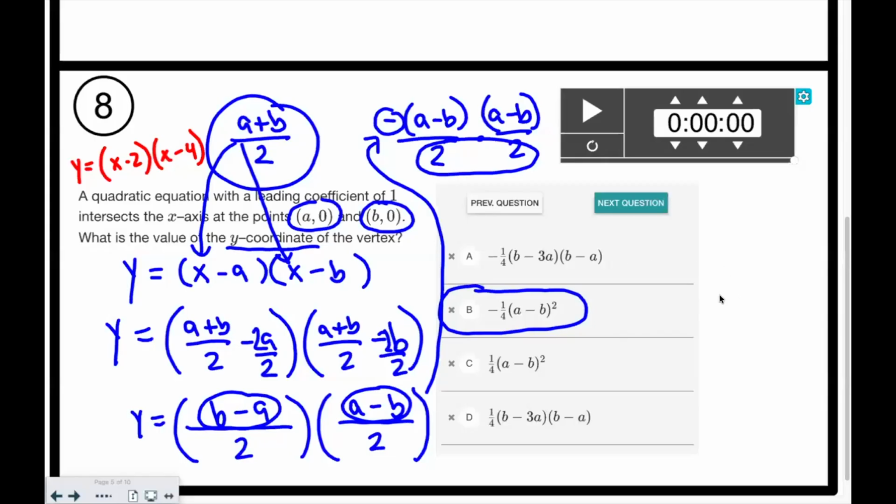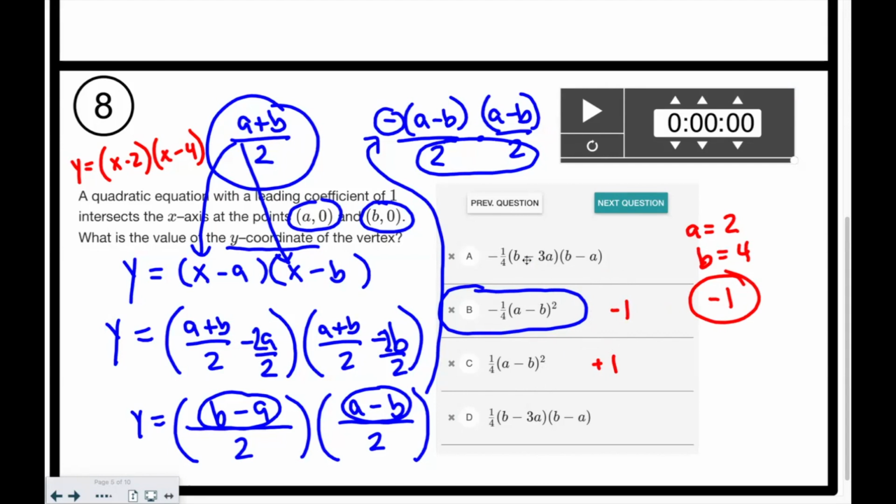And I want the y coordinate of my vertex to be negative 1. So I want the answer to be negative 1, but I want to remember that I chose A to be 2 and B to be 4. And you can see this one, 4 minus 2 is 2, 2 squared is 4, and 4 times negative 1/4 is negative 1. This one actually gives me positive 1.